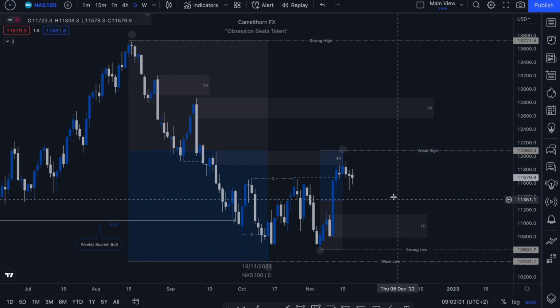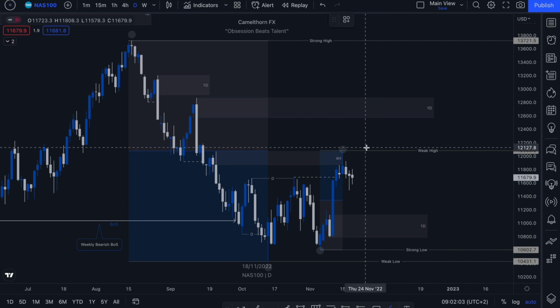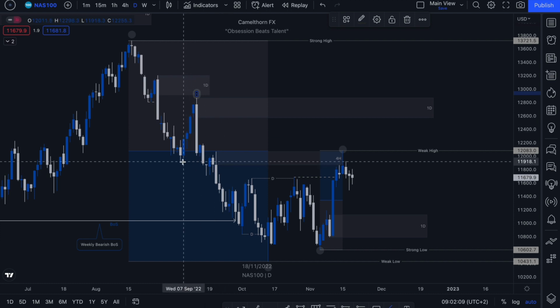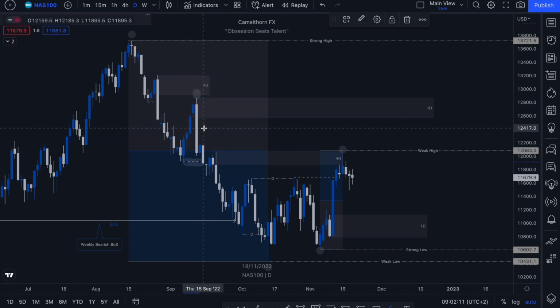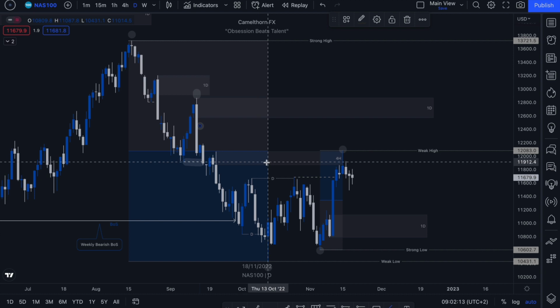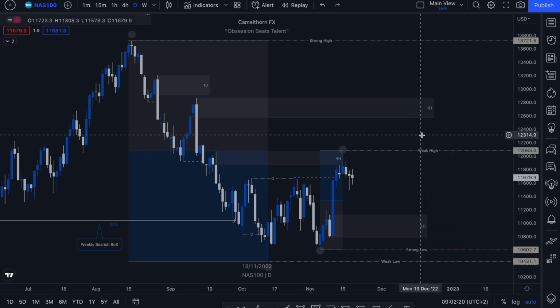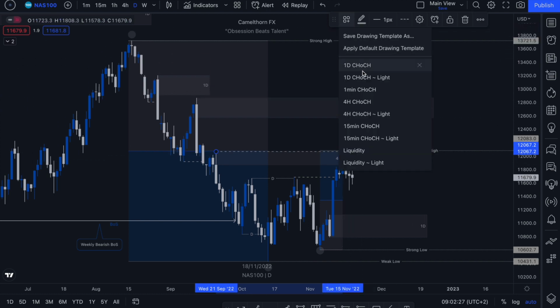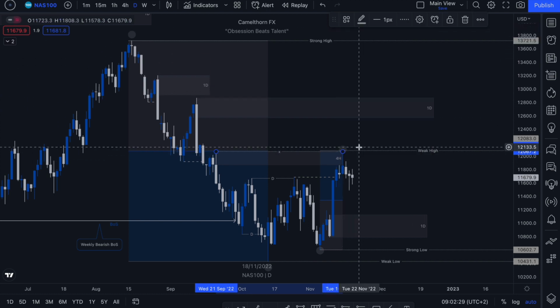Now we know that this is a valid supply zone. Why? Because we have the bearish engulfing candle, we have the bearish break of structure to the downside, we have the imbalance left over that sits just below that zone, and one extra confluence that we can add here is we also have what looks like relative equal highs that have formed, which gives us the liquidity.